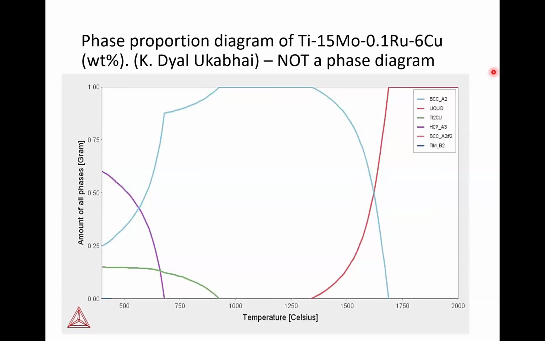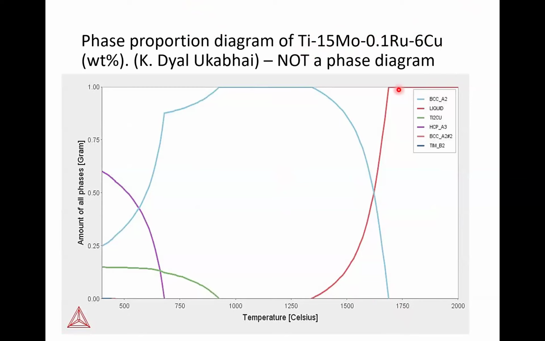Then if you've got something that's got more than 3 things in it, so it's not a ternary, so this is titanium, molybdenum, ruthenium, and copper. So what you can use, I call it a phase proportion diagram because that's what they show. Thermo-Calc calls it a property diagram, which I think is a stupid name. Well, it's not a phase diagram, but it is showing you what phases are present at various temperatures.